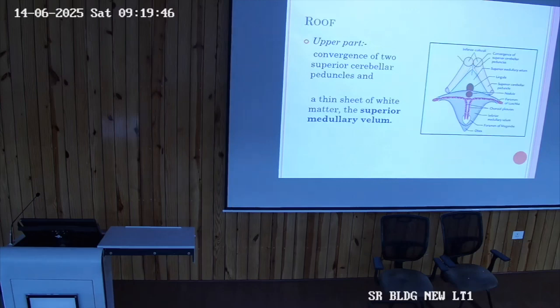So again you can see in this picture, if we make out a schematic diagram of the roof, in the upper part there is convergence of the two superior cerebellar peduncles and a thin sheet of white matter, the superior medullary vellum, which is shown in green color over here, though it is not visible as a green colored structure. You have to remember that the superior medullary vellum is made up of white matter.